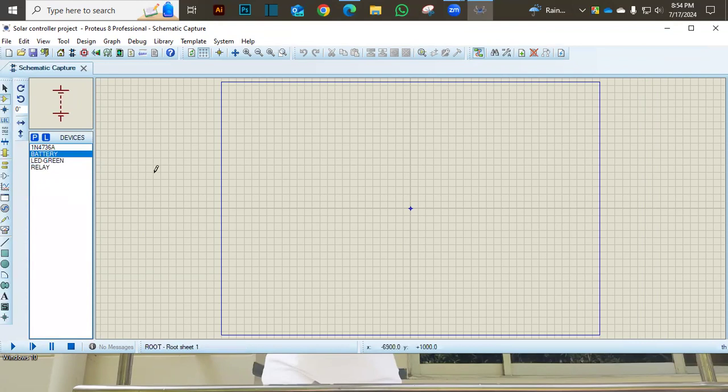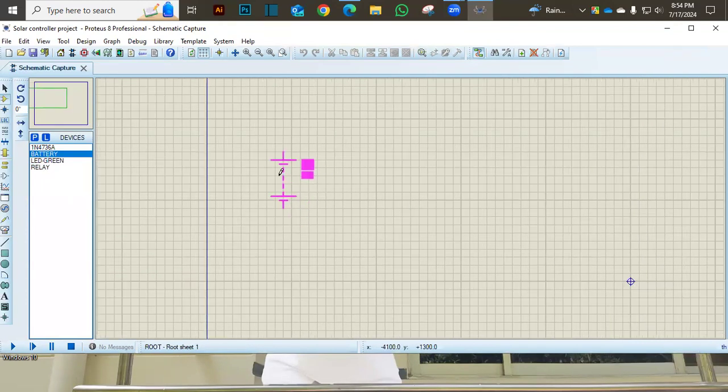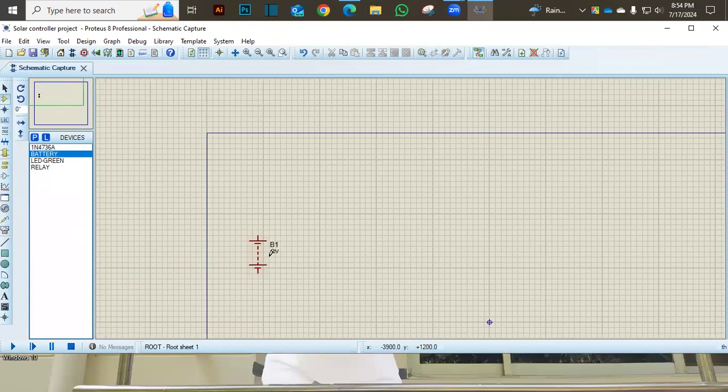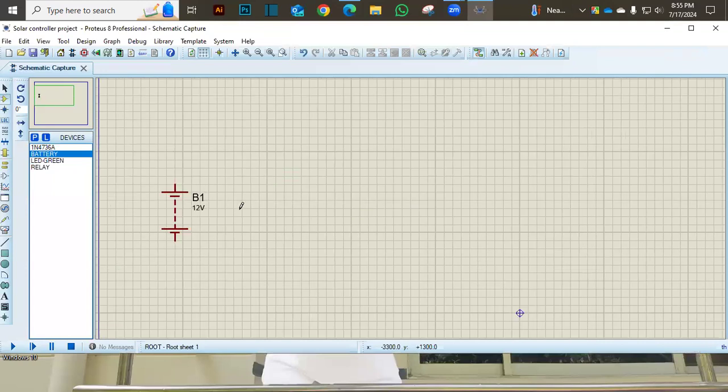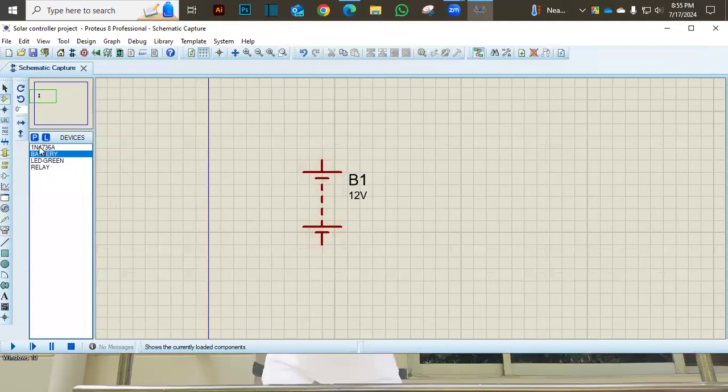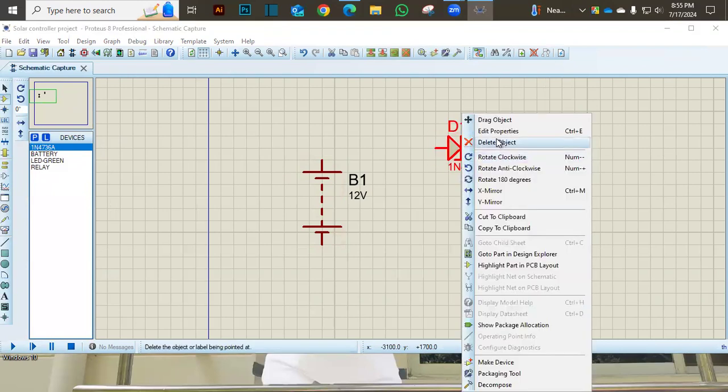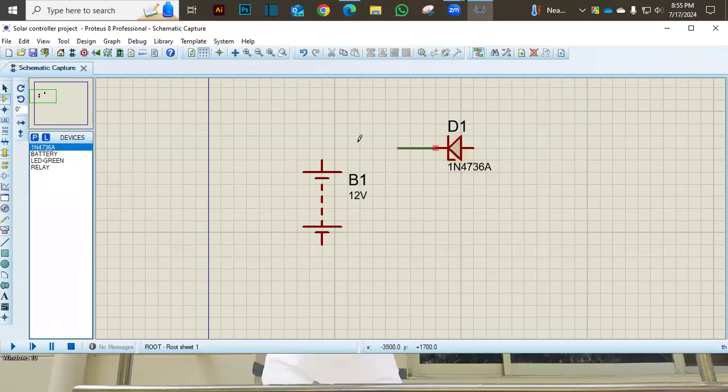So first of all, we should place the battery. We think that we have two batteries in our system. To develop this project, first I have to place one battery, which is battery number one, and we need a Zener diode. I am placing it here, and now I am just connecting them.